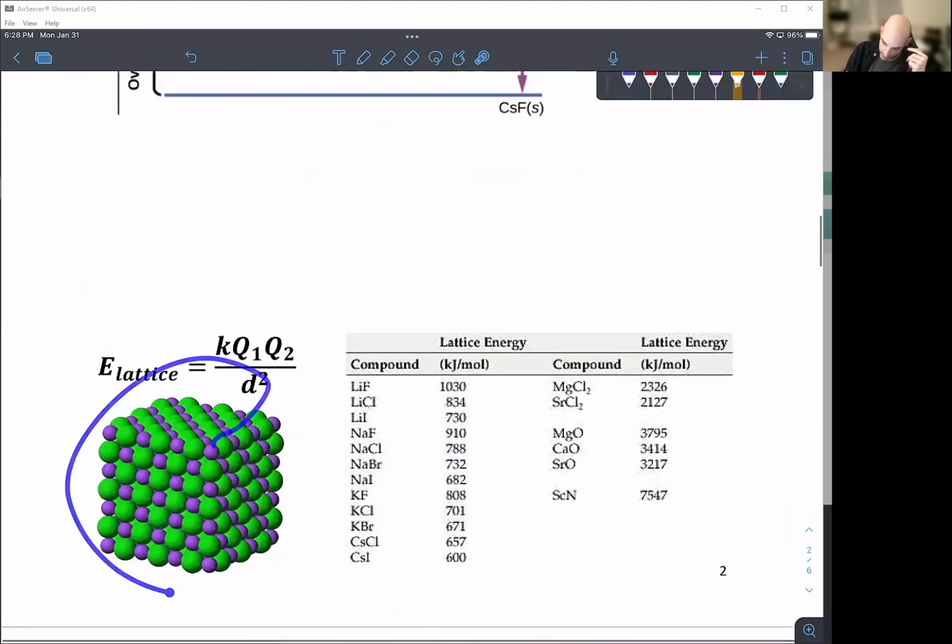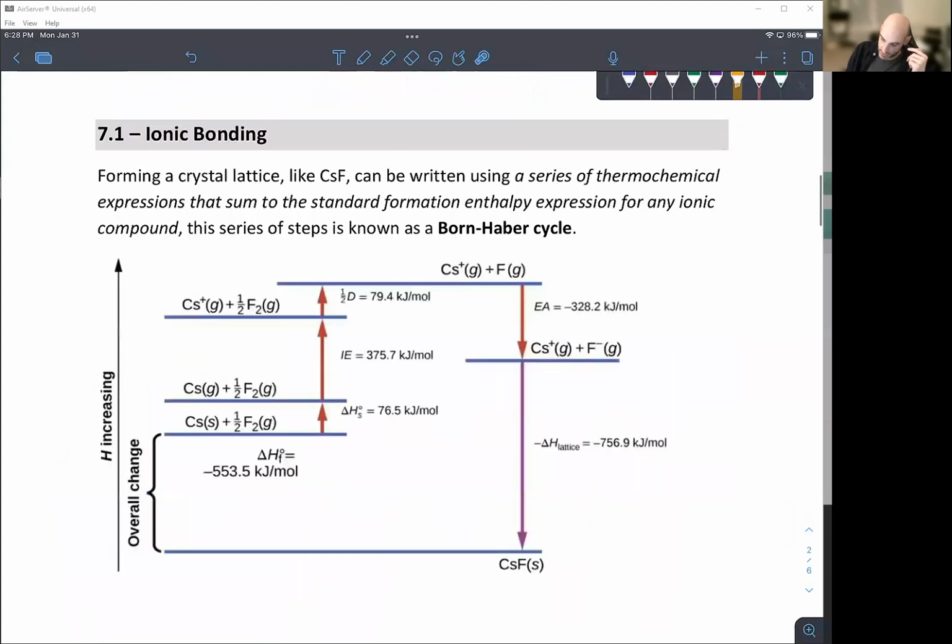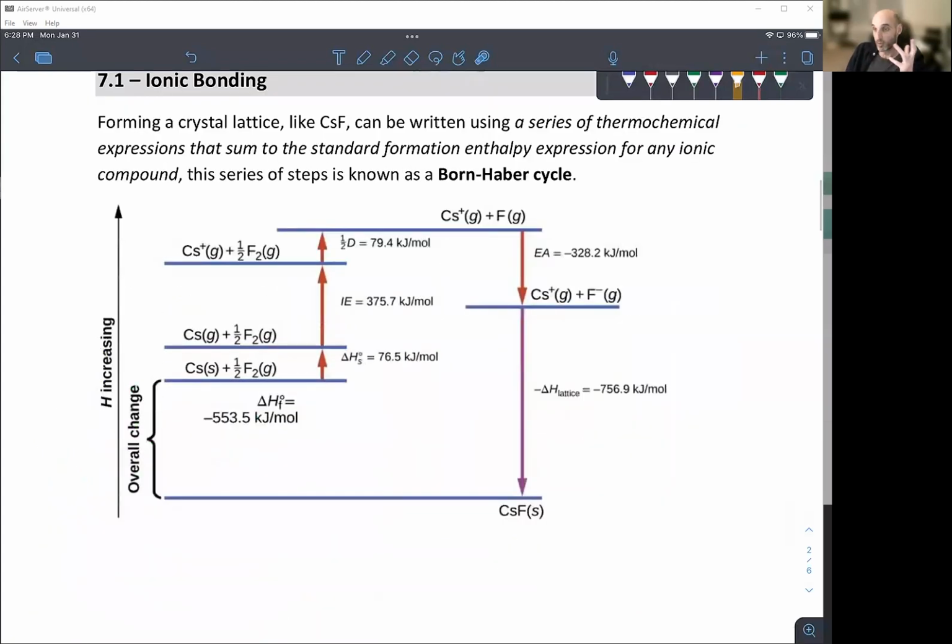And we can actually determine how strong that interaction is using the Born-Haber cycle. This is all actually Hess's law stuff. This is called a Hess's law diagram.